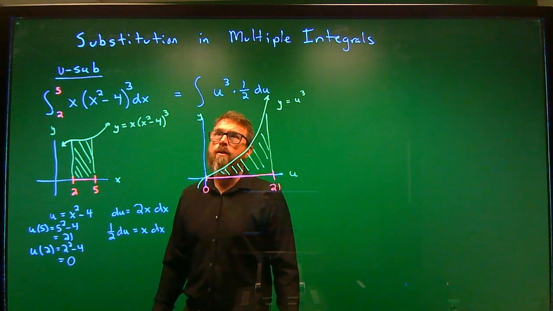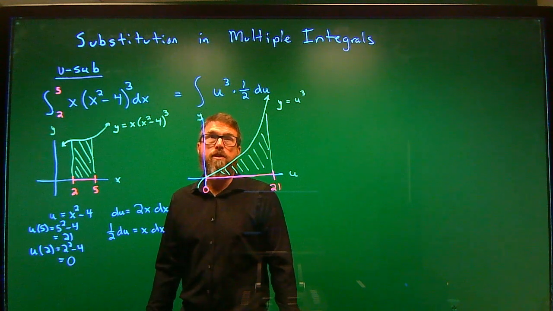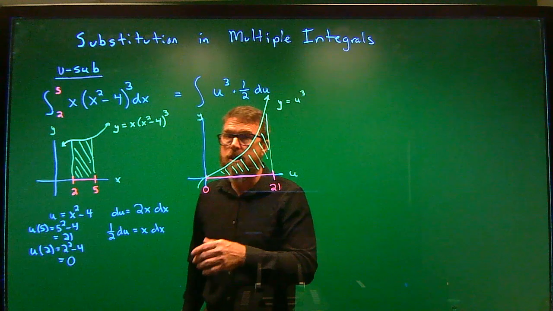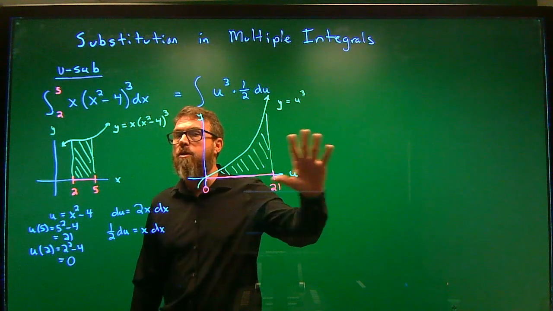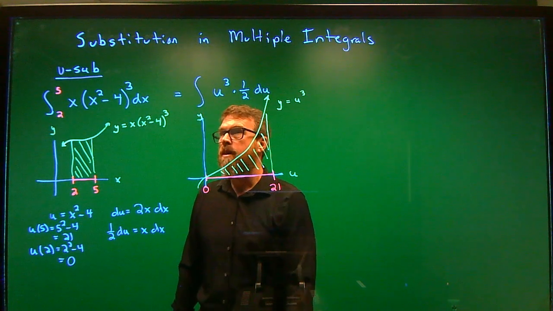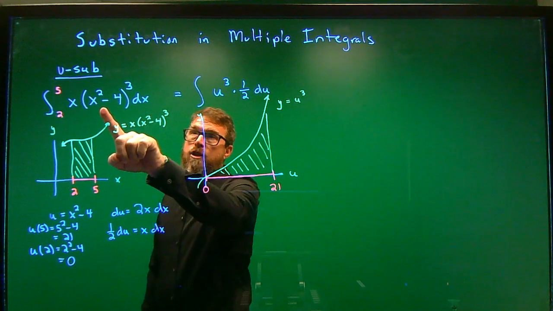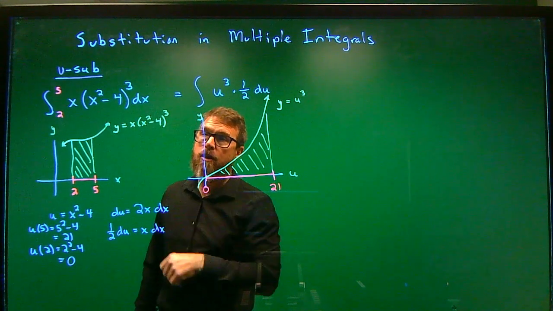So today what I want to do is cover substitution in multiple integrals. And what I want to start out with is u-sub and see if we can generalize this into a calculus 3 idea. So for a u-sub we have the integral from 2 to 5 of x times x squared minus 4, that quantity being cubed, dx.